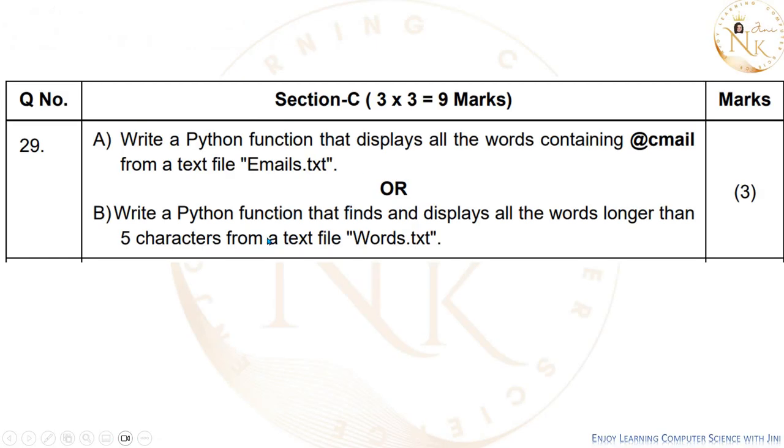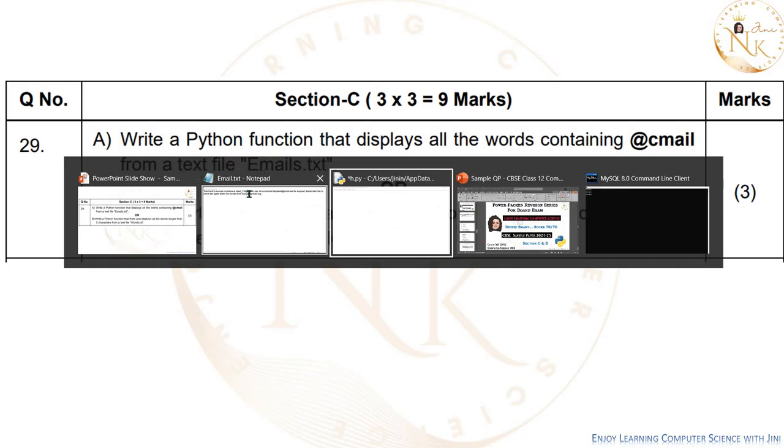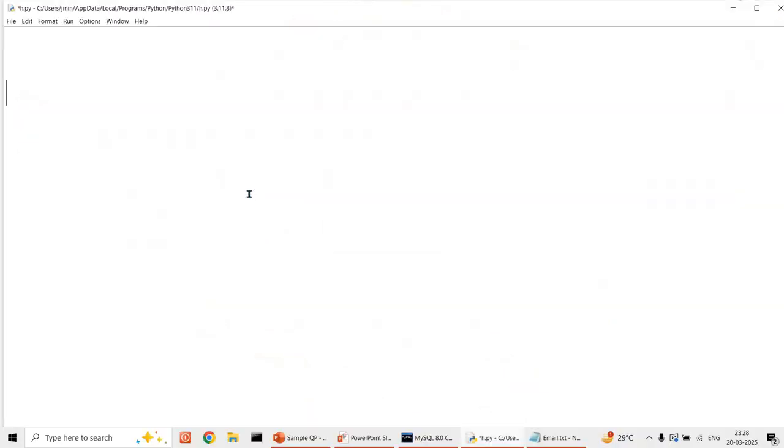Now you have to write a Python function. So def. You have to write a Python function which displays all the words containing @gmail from a text file emails.txt. Let's write the program. Let's write the code. So first thing is we have to open the text file.